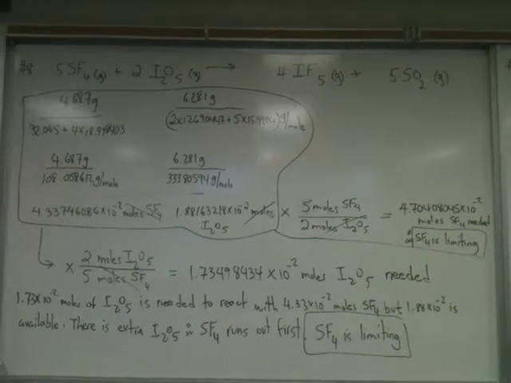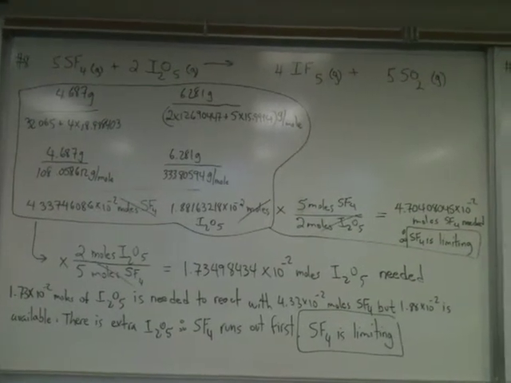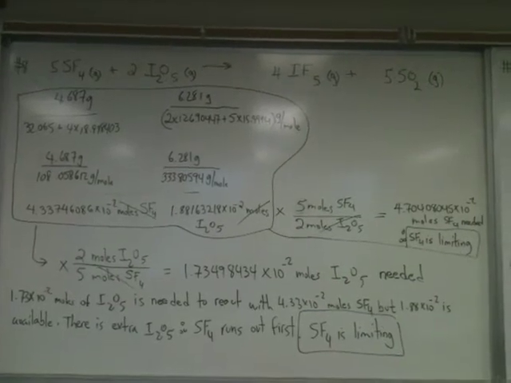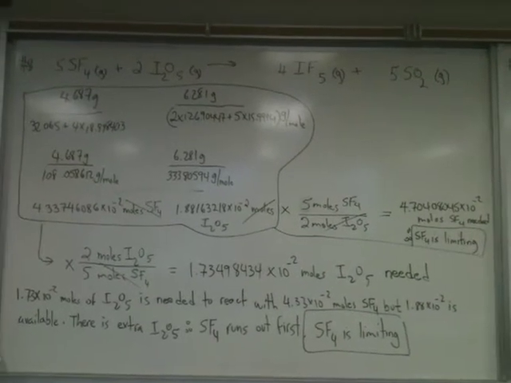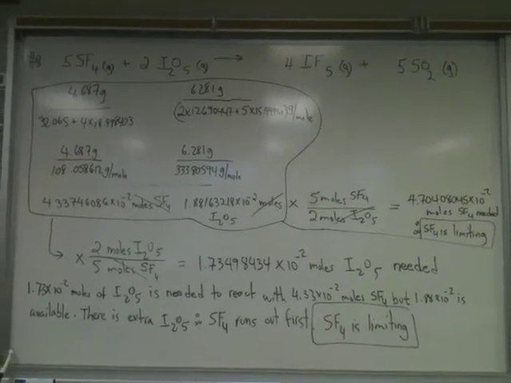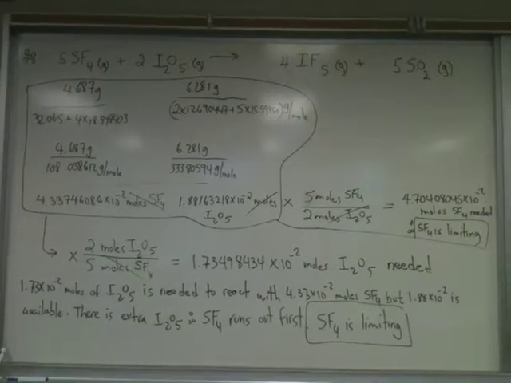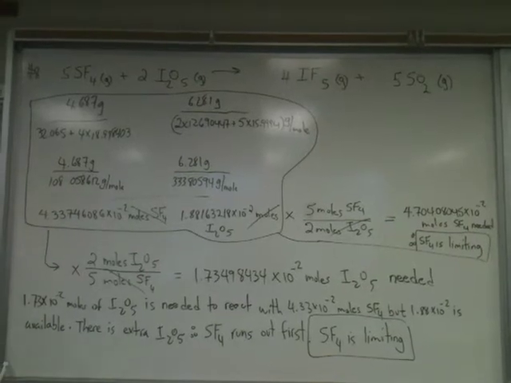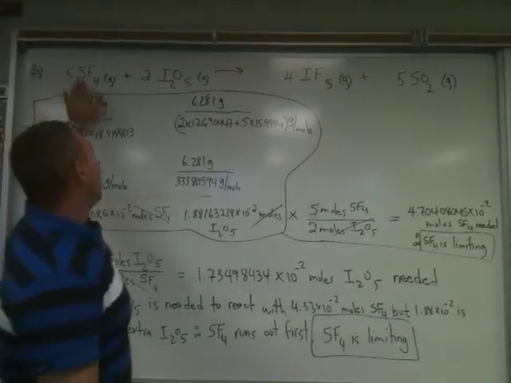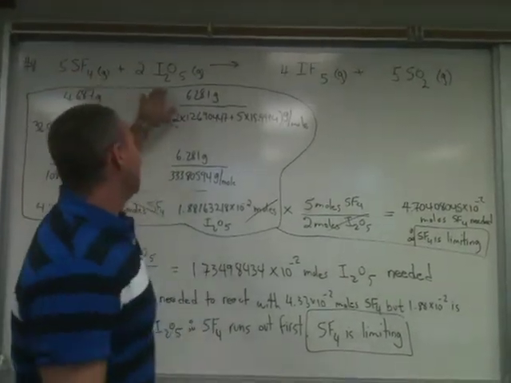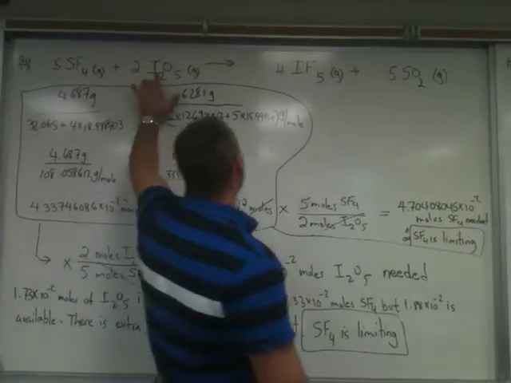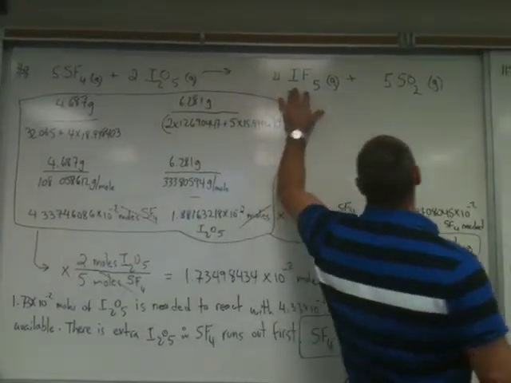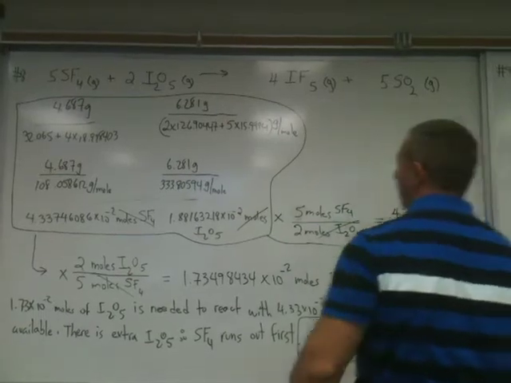Question number 8 is the first question where we have limiting reagents and stoichiometry, so it represents a new level of challenge in solving the problem. The first step in solving this type of problem is to balance the equation. We have sulfur tetrafluoride, diiodine pentaoxide, iodine pentafluoride, and sulfur dioxide.